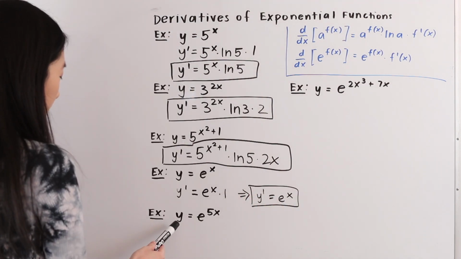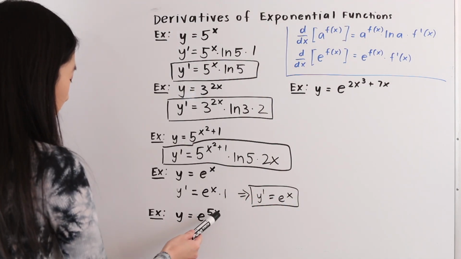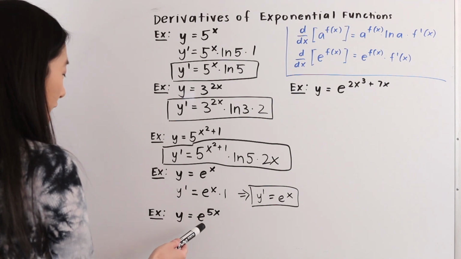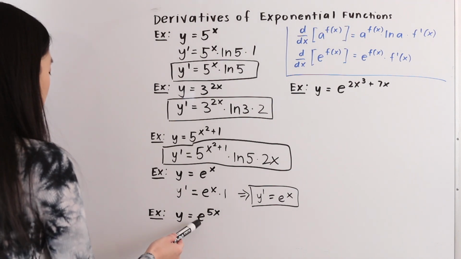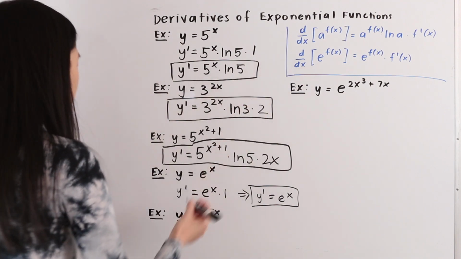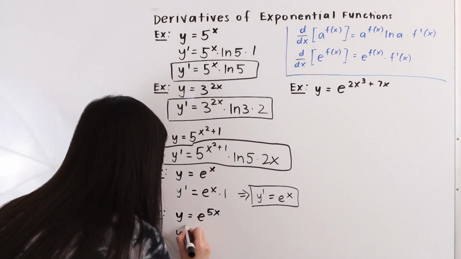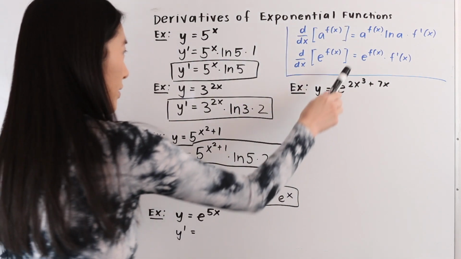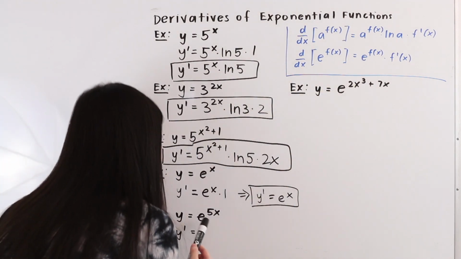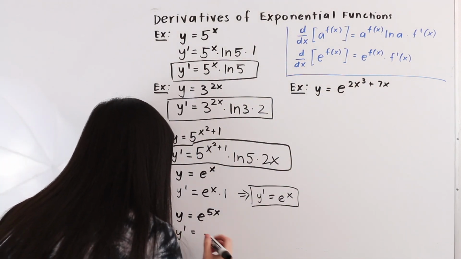And in this next example here, we have y is equal to e to the 5x. And so here, once again, we have an exponential function with a base of e. So we're going to use the second formula. So we have y prime is equal to, and we're going to rewrite our original function. So our original function is equal to e to the 5x.